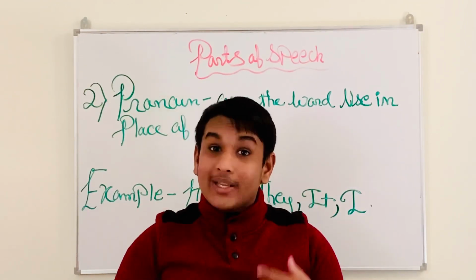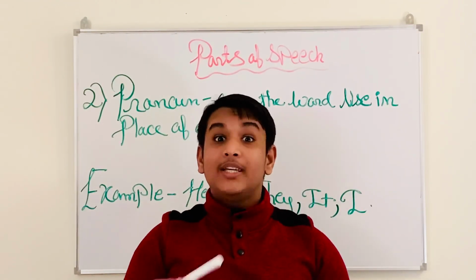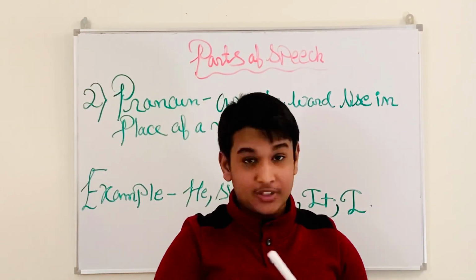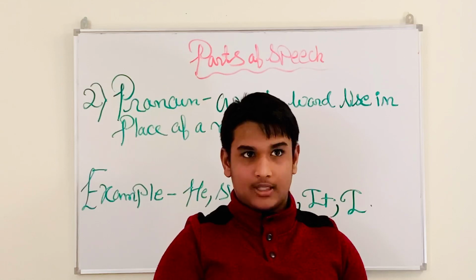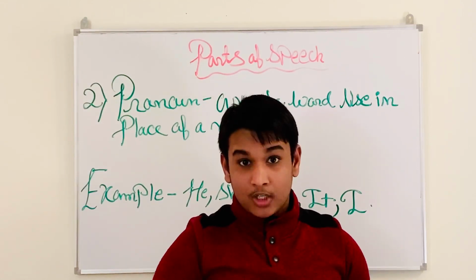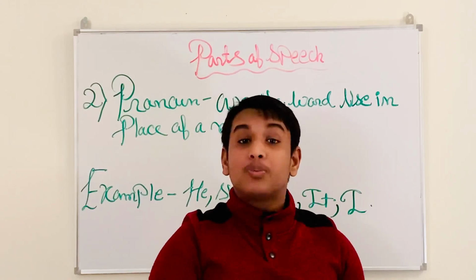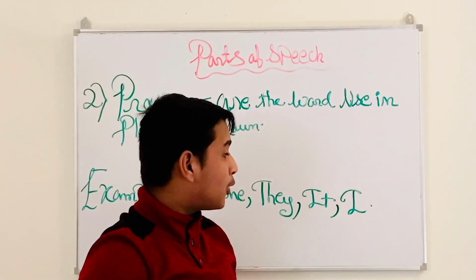So to fix that problem, we use pronouns. Shiv is a noun, right? It's a noun, like it is a name. So to replace that, because it is too repetitive, we use pronouns. In this case, we will use the pronoun I.